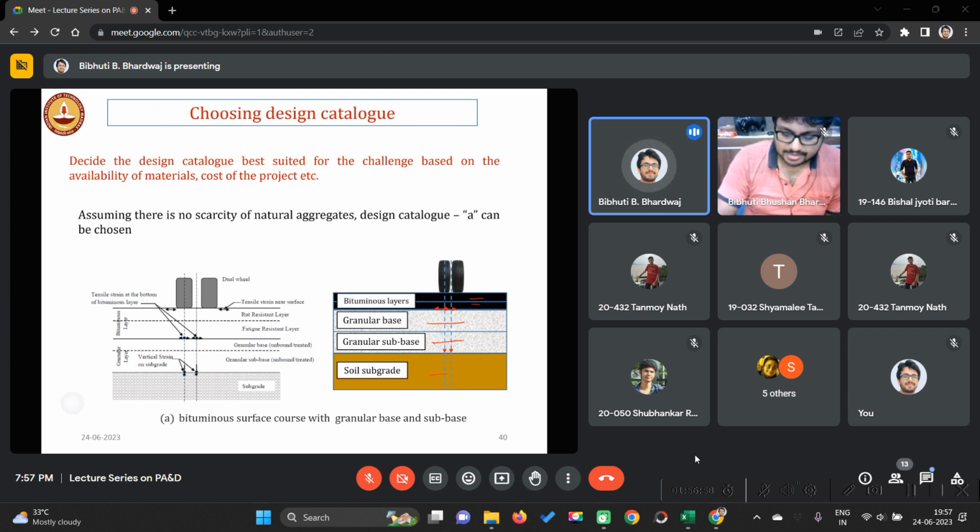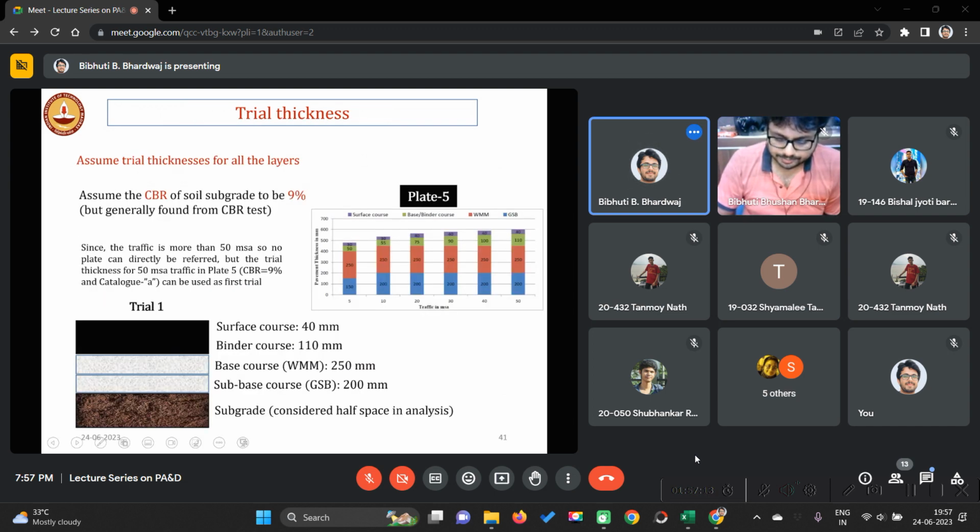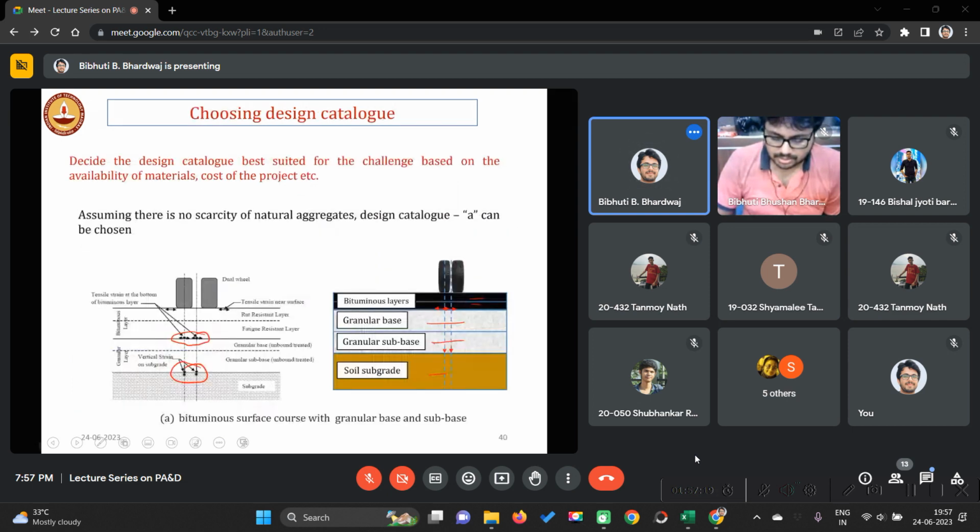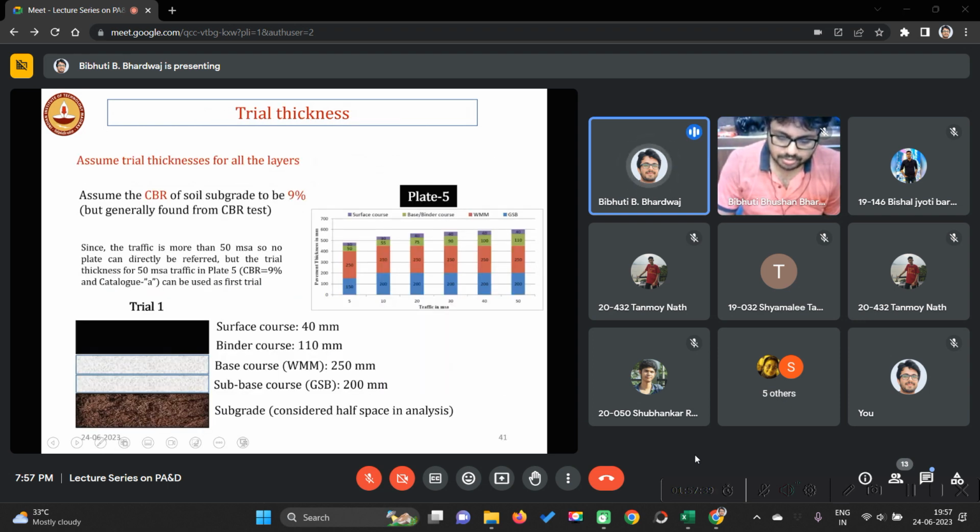so once you decide this, now you know where the critical points are. That means epsilon T here and epsilon V here, right? So in this case, we need to find out whether, basically in every design problem, let it be a building design or pavement design, we need to assume some thickness and check whether that assumed thickness is sufficient or not. If it is not, we need to increase it or change the material properties. Okay, so in this case, we need to first start with something.